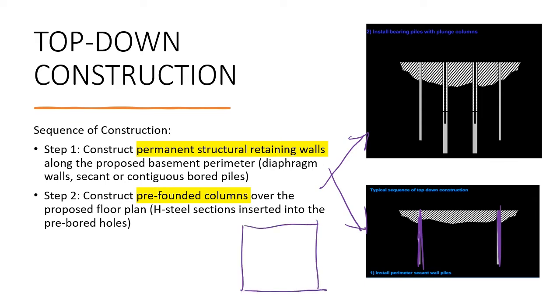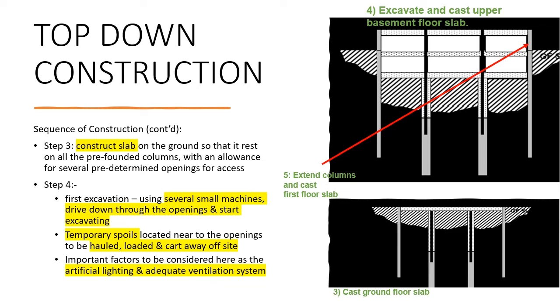For example, if this is the basement, so ini adalah permanent structure retaining wall, and we might need the pre-founded column maybe dekat tengah-tengah. Okay. For step number 3, we need to construct the slab on the ground slab, so that it rests on all the pre-founded columns, with an allowance for several predetermined openings of access. Because of ada these pre-founded columns, our openings tak boleh jadi besar sangat sebab dia ada gangguan daripada that column.